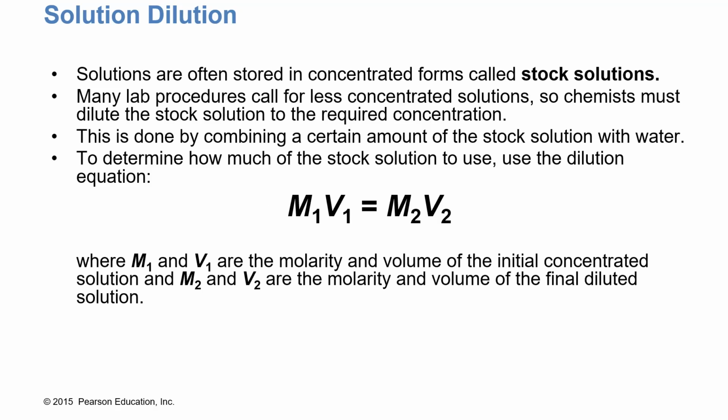Solutions are often stored in concentrated forms called stock solutions. So many lab procedures call for less concentrated solutions, so chemists and laboratory scientists must dilute the stock solution to the required concentration. This is done by combining a certain amount of the stock solution with water. To determine how much of the stock solution to use, we use the dilution equation M1V1 equals M2V2. M1 is the molarity of the initial solution and V1 is the volume of the initial solution, while M2 is the molarity of the resulting solution and V2 is the volume of the resulting solution.